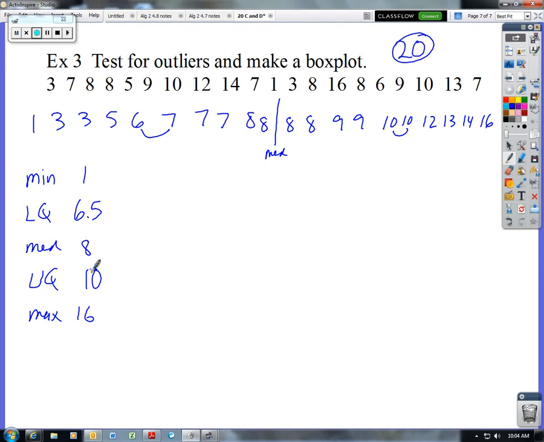I'm just going to double check my math here with my notes, make sure I'm not making any mistakes since I'm going faster. IQR is upper quartile minus lower, so that's going to be 3.5. The range, just for fun, 16 minus 1 is 15.